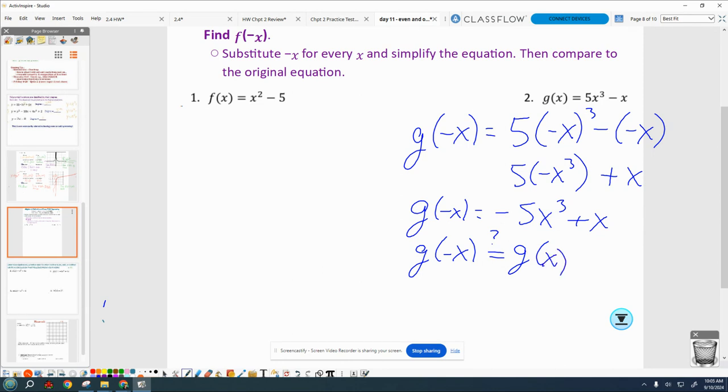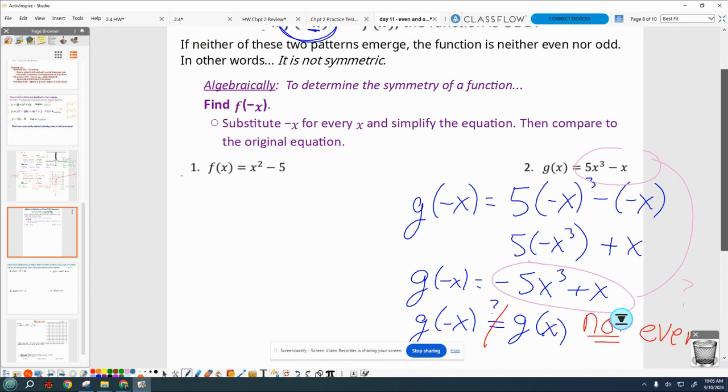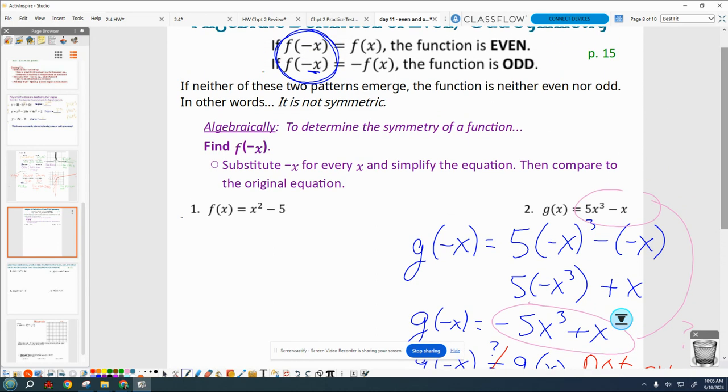Does g of negative x equal g of x? Eric, are these the same? Does this and this, are they equal? No. So right there, I know it's not even. Hannah, looking at the notes at the top, I need to do a different test to see if it's odd. So right here, this didn't work. What's the other thing I need to find? Negative g of x. Yeah.